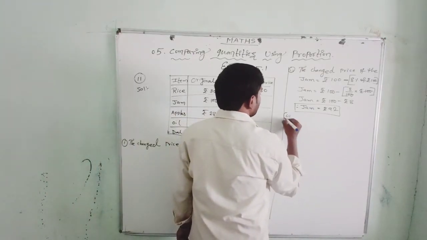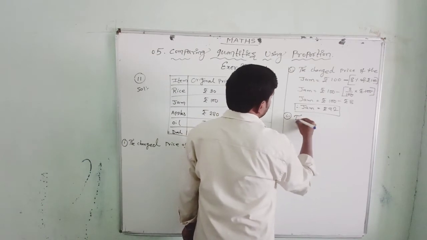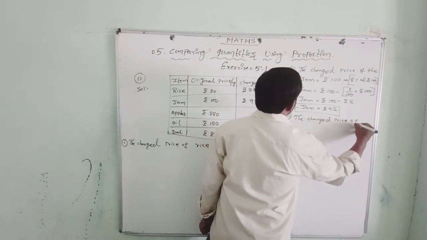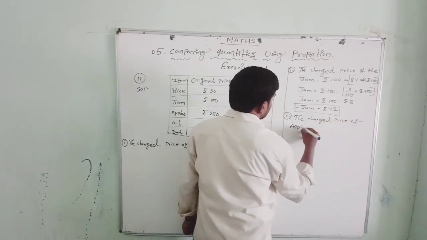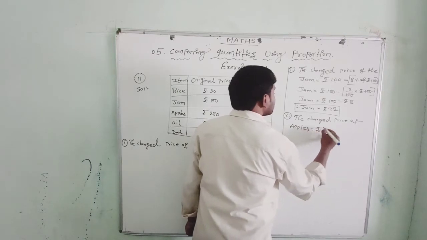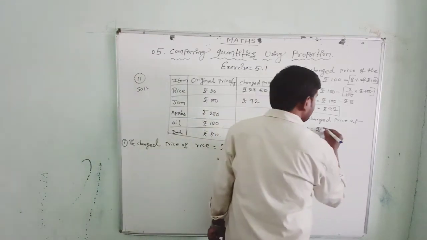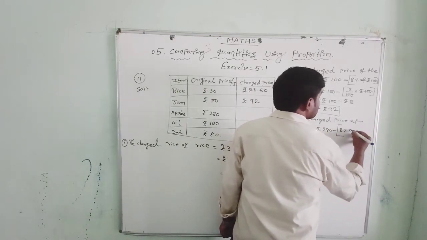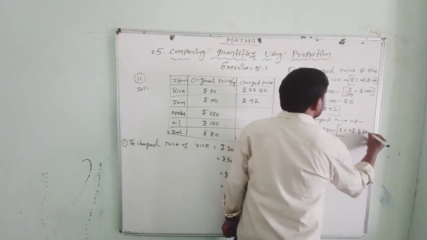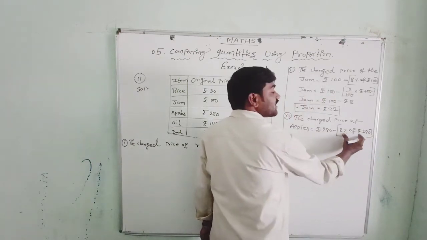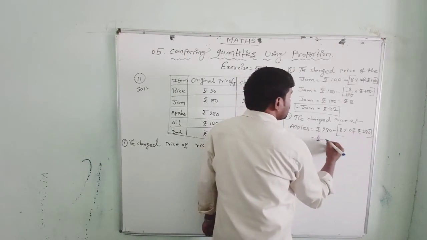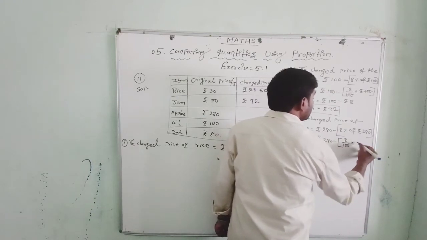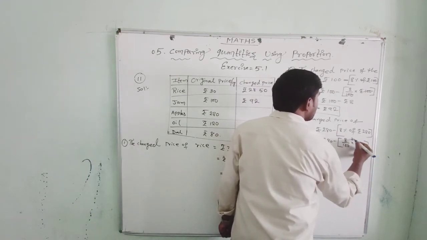See, for the third one, apples, for fruits. The changed price of apples is equal to, the actual price of apple is 280. From this, 8% was reduced. 8% of 280. Now we have to find out the price of 8% of 280. So 280 minus 8% will be written as 8 by 100 into 280 rupees.